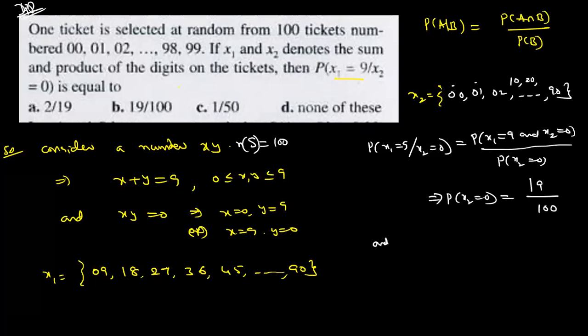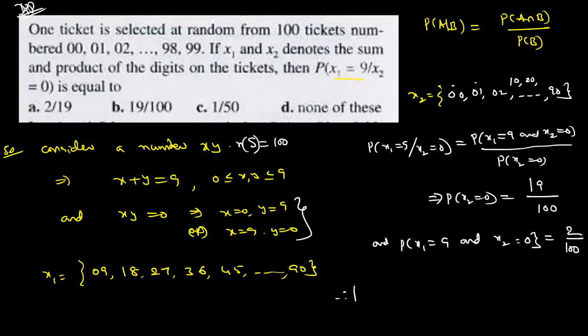Now, P of x1 is equal to 9 and x2 is equal to 0. What are they? Sum is 9, product is 0. Only these two cases. See, that's why I wrote here: X can be 0 or 9, Y can be 9 or 0. So this can be written as 2 by 100.